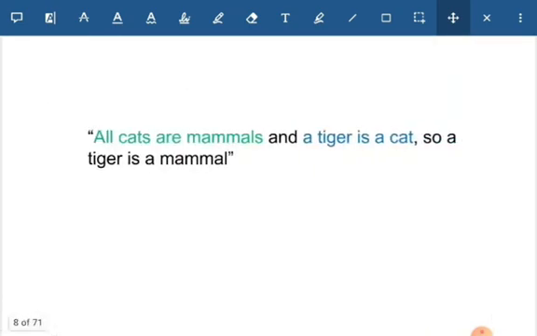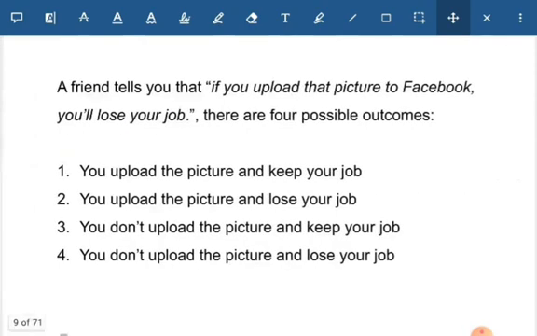Here, we will also encounter arguments. All cats are mammals and a tiger is a cat. So, tiger is a mammal. So, this one is a deductive argument, because you started from a general idea, diba, that all cats are mammals. And then you were able to conclude that tiger is a mammal. So we will introduce a technique in order to determine if an argument is valid or invalid.